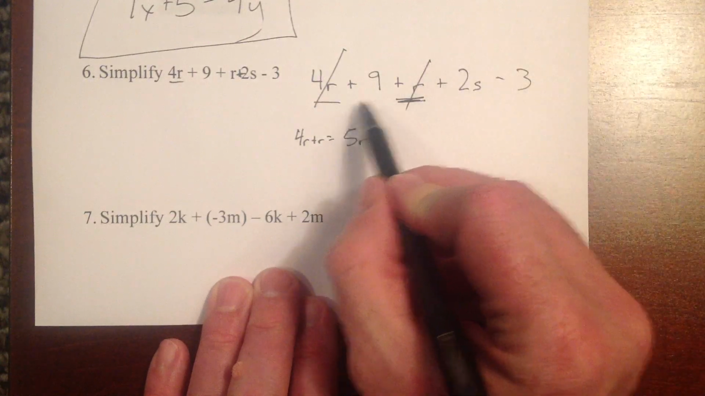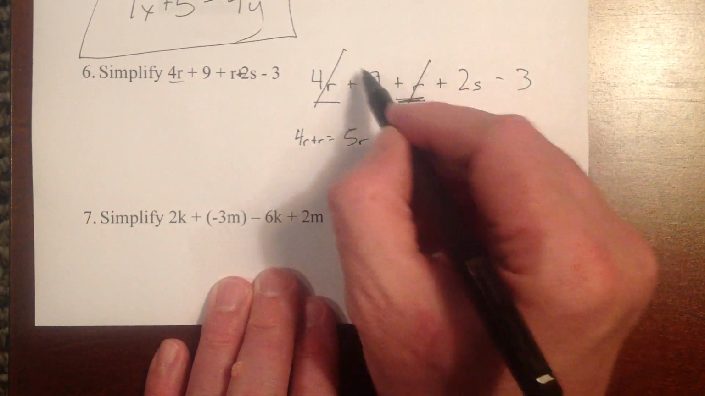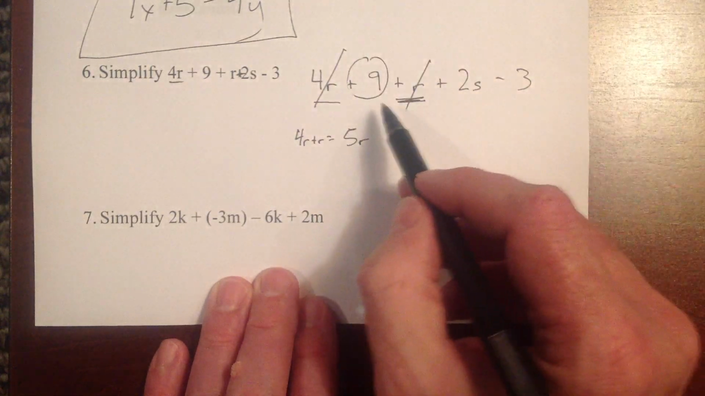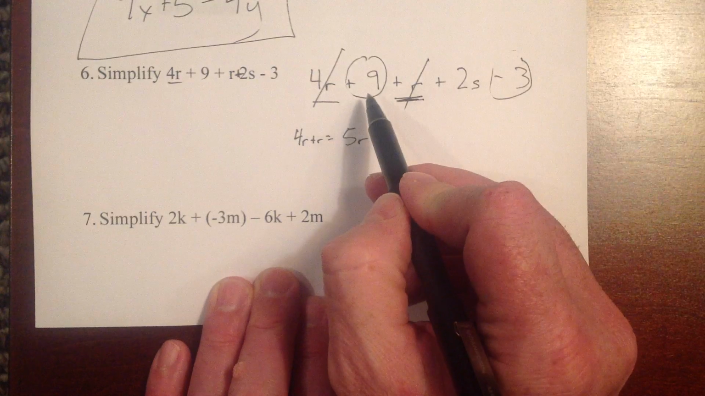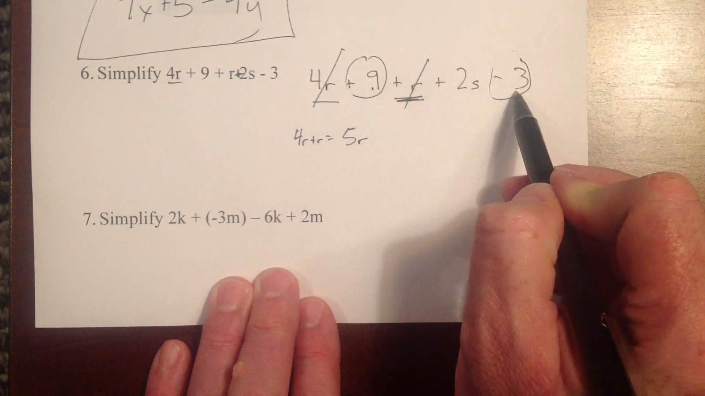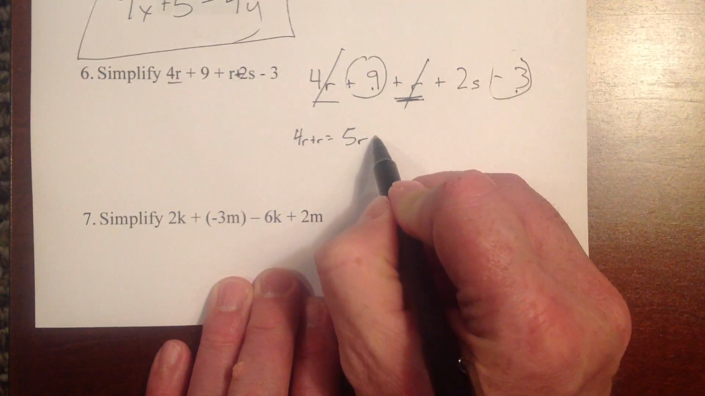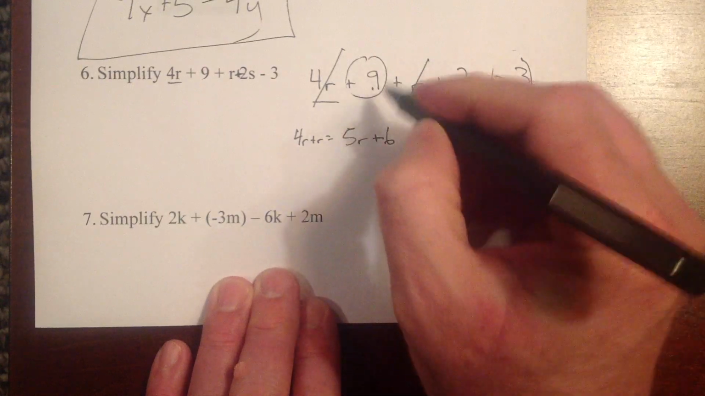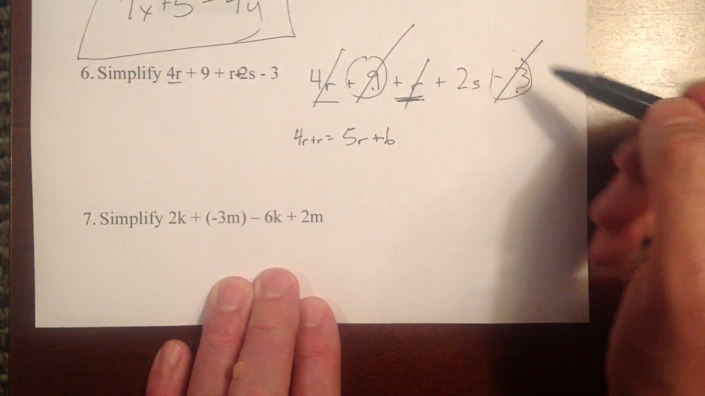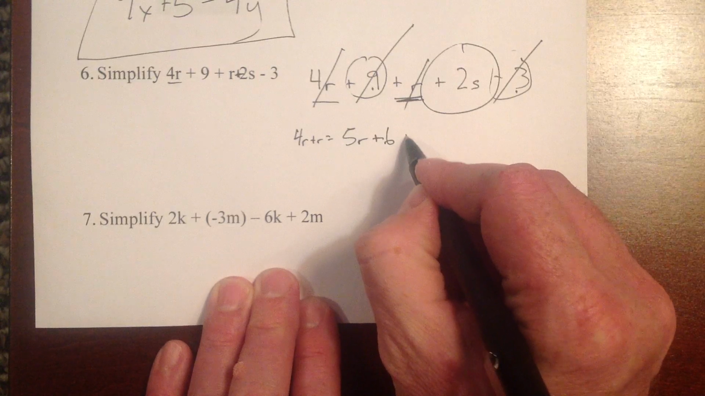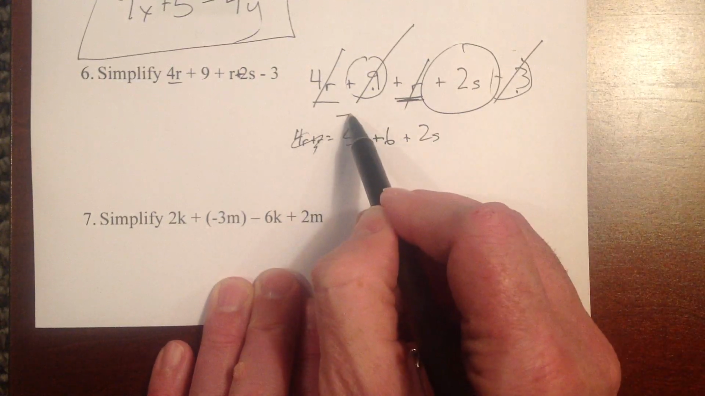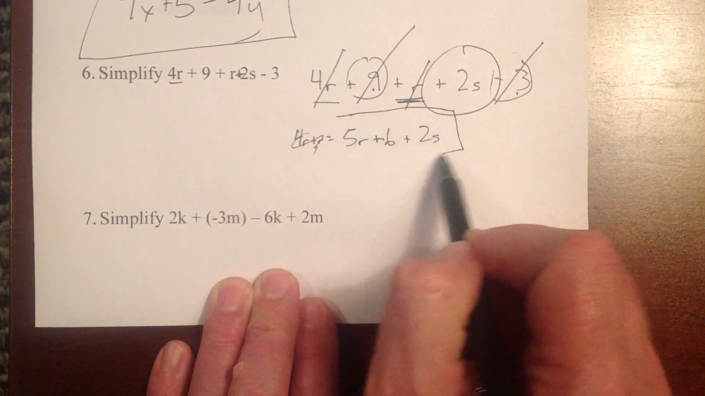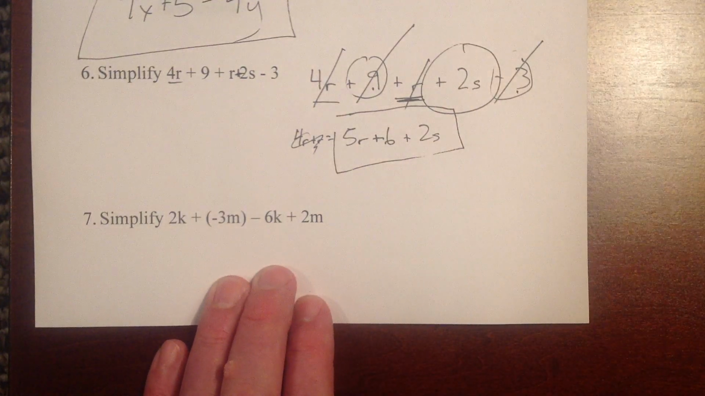From left to right, what can I combine the positive 9 with? Not the 2s, but the minus 3. So now I've got 9 minus 3 equals a positive 6. So I'm going to say plus 6. I'm done with that guy. All I'm left with is this positive 2s because I can't combine that with anything. So my answer is 5r plus 6 plus 2s.